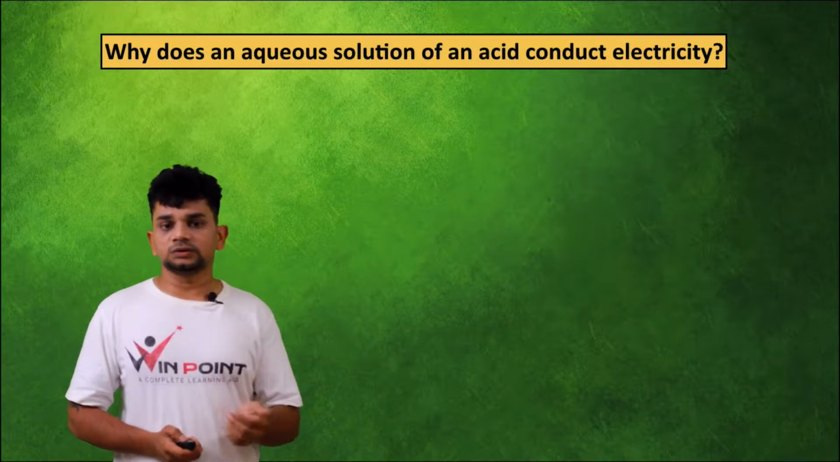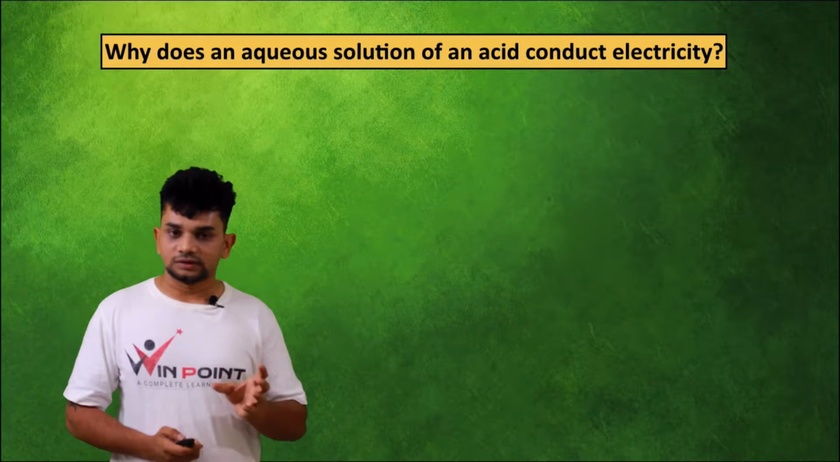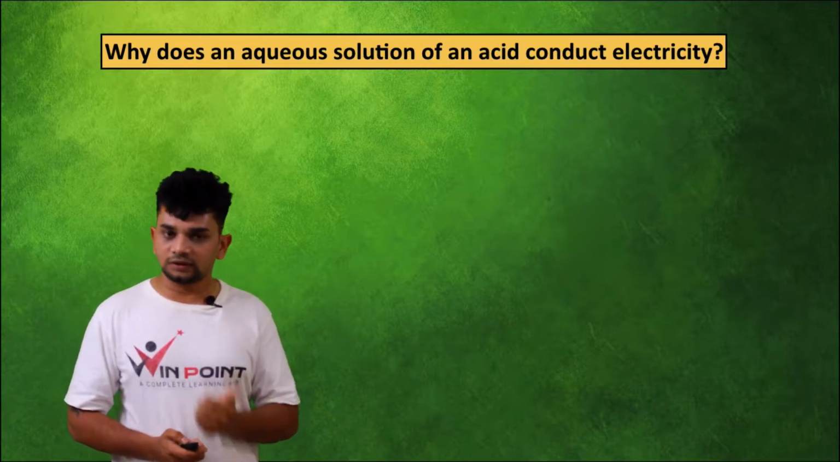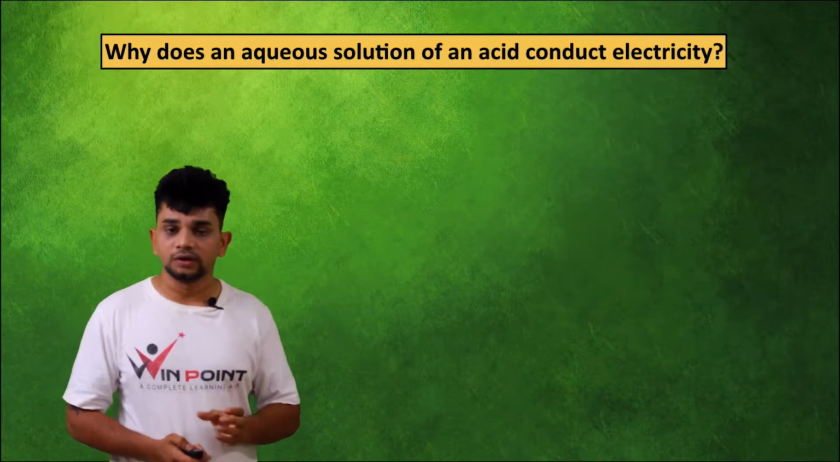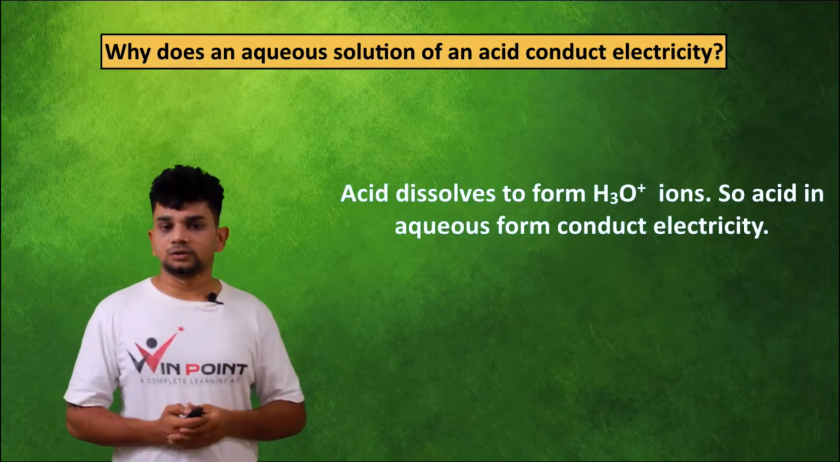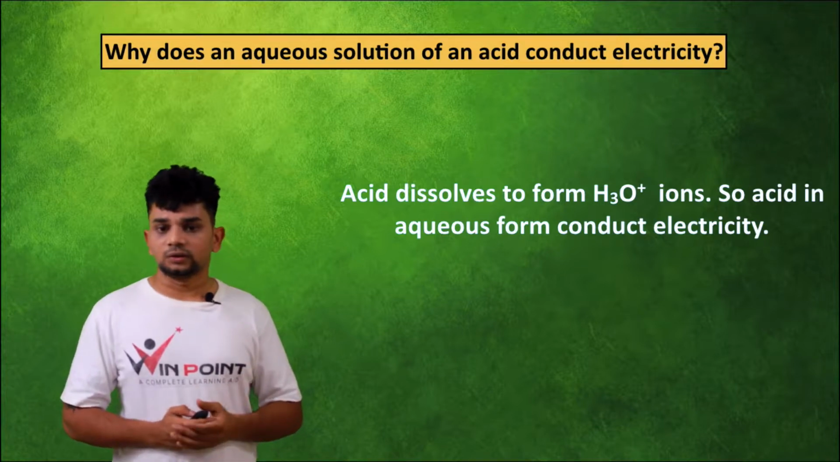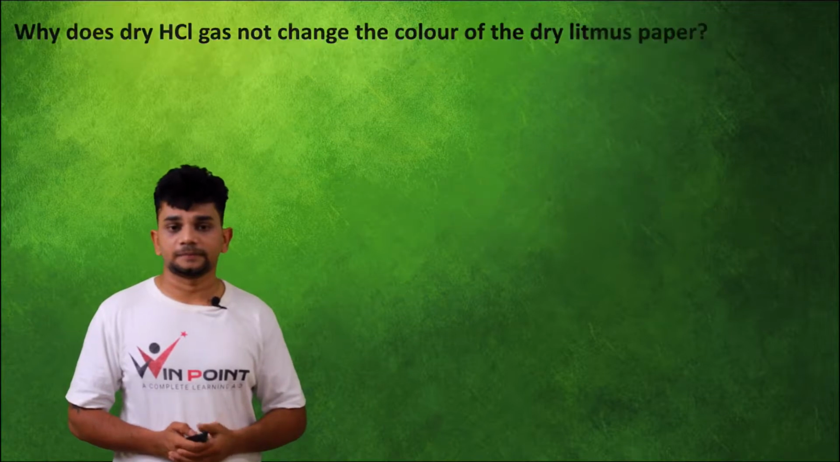Why does an aqueous solution of acid conduct electricity? What is the reason behind it? The ions. An acidic solution has ions, H plus ions or hydronium ions. Because of these ions, it will conduct electricity. Acid dissolves to form H3O plus ions. So acid in aqueous form conducts electricity.